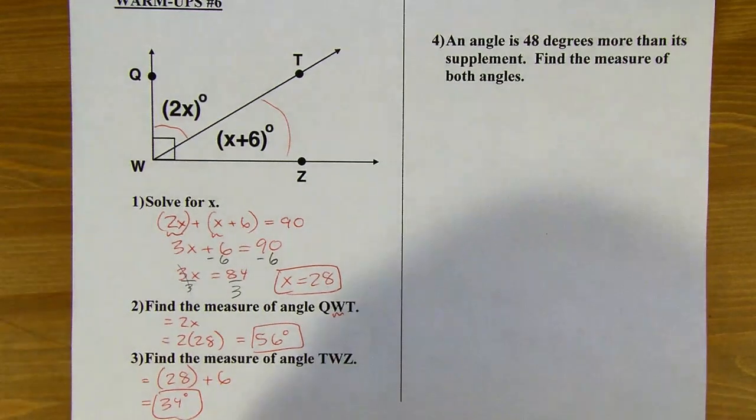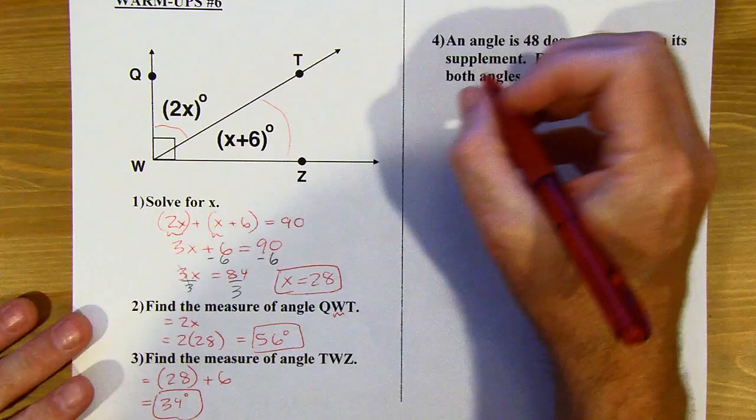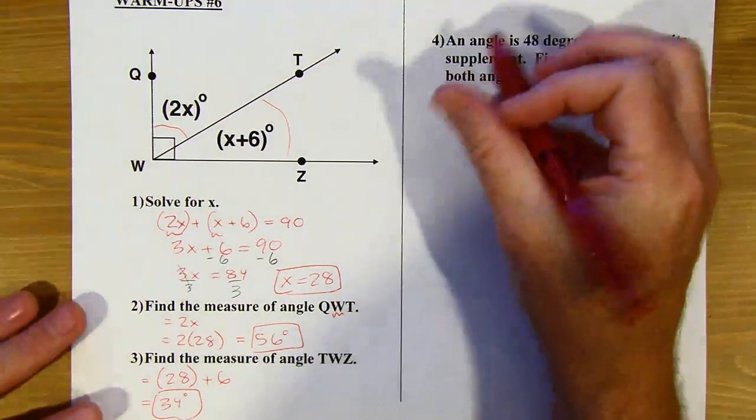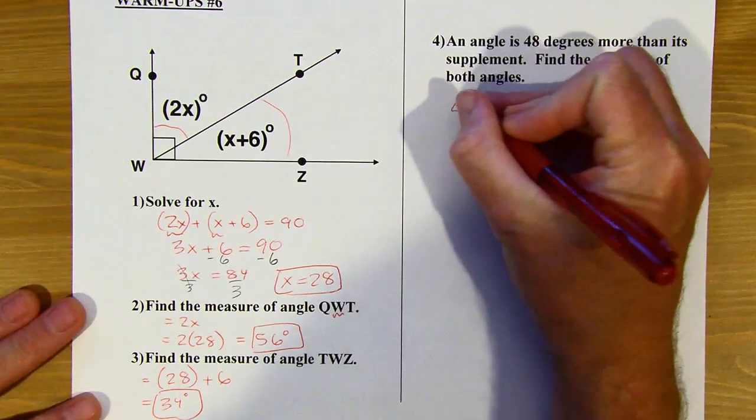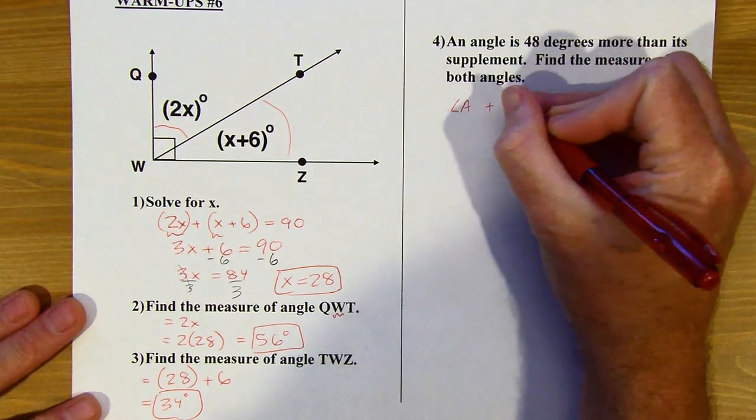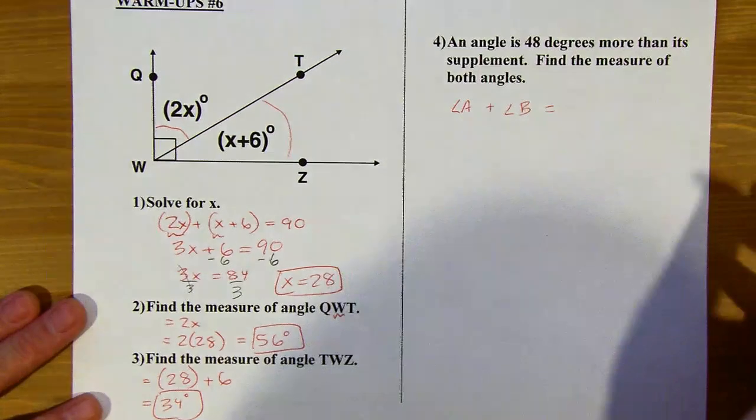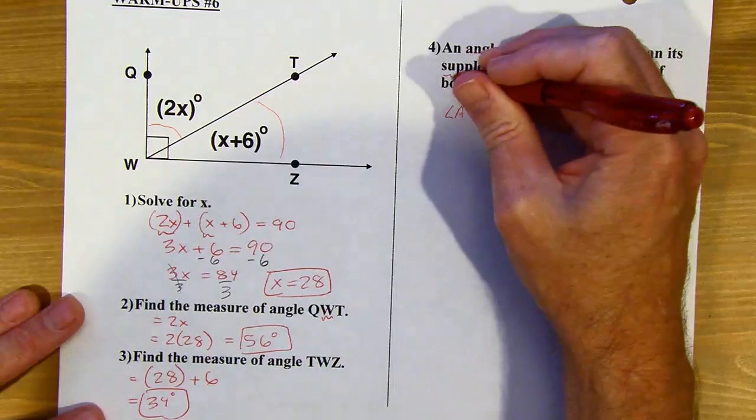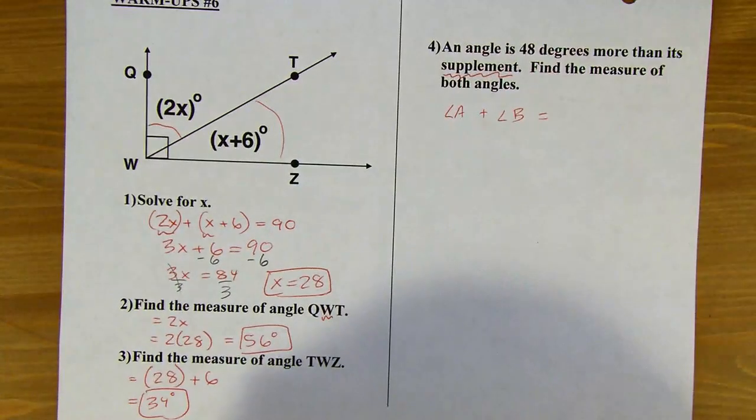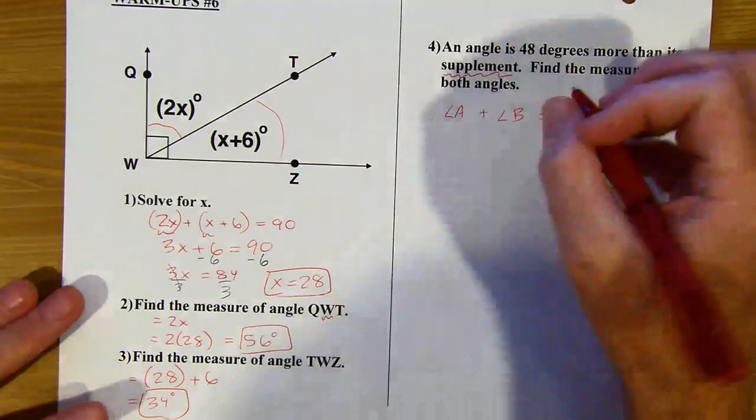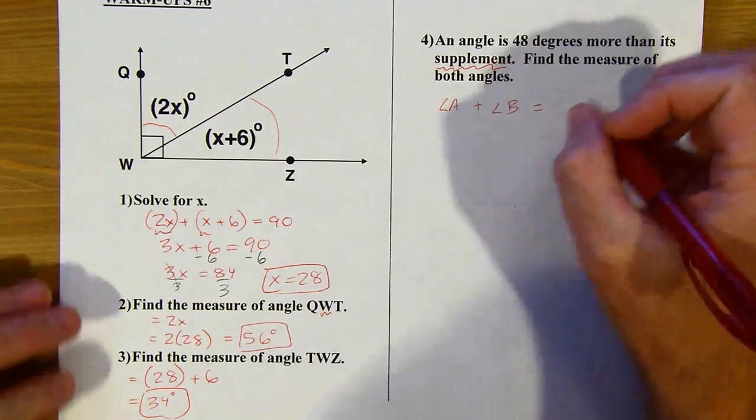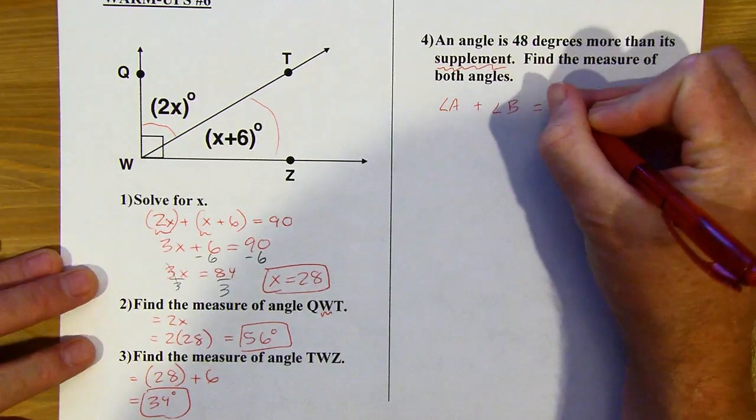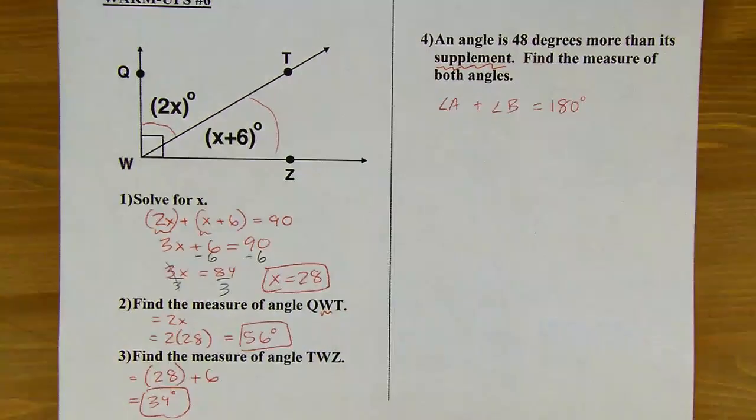An angle is 48 degrees more than its supplement. Find the measure of both angles. Here's how I like to set these type of problems up. I've got two angles. I don't know their measures. So I'll call them angle A and angle B. What I do know about these two angles is what their sum is, because it says that they're supplementary to each other, okay? And that means that they're going to add up to 180 degrees. If this said complementary, they'd add up to 90, but this is going to add up to 180 degrees, okay?